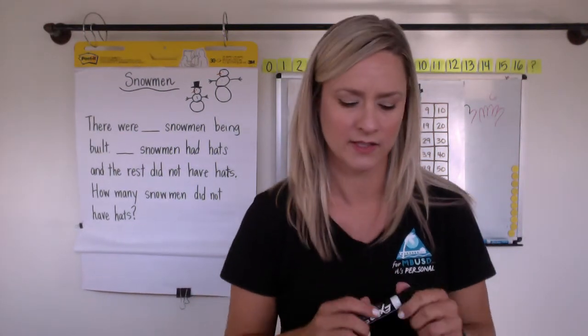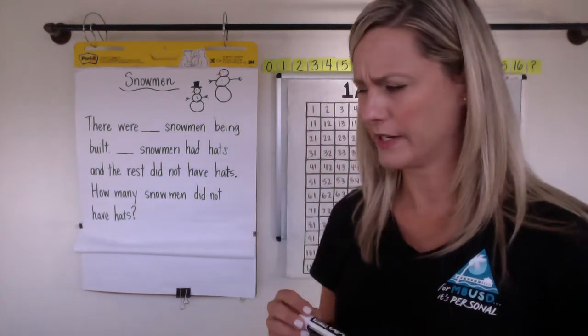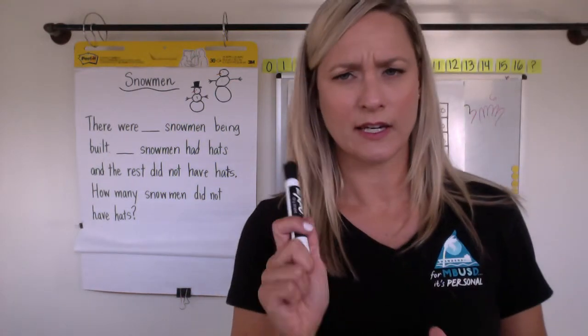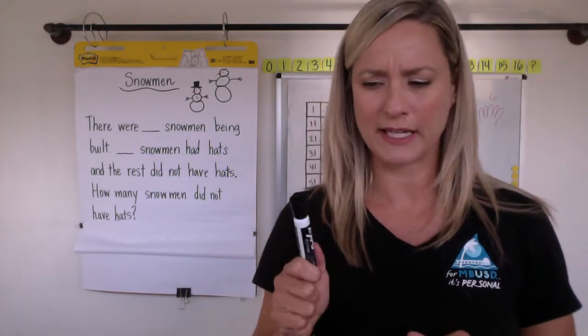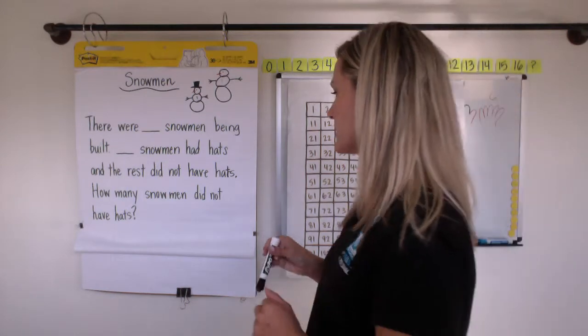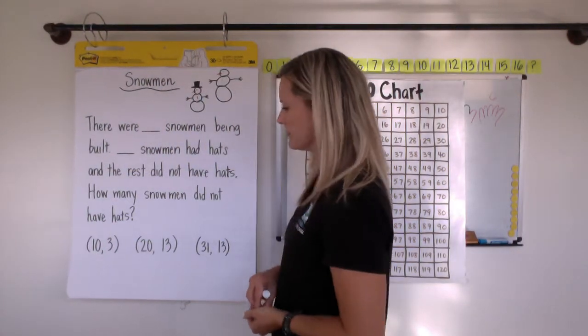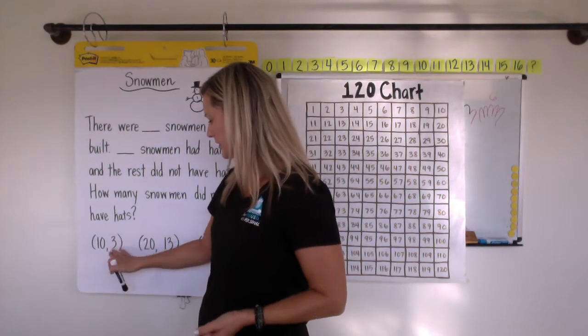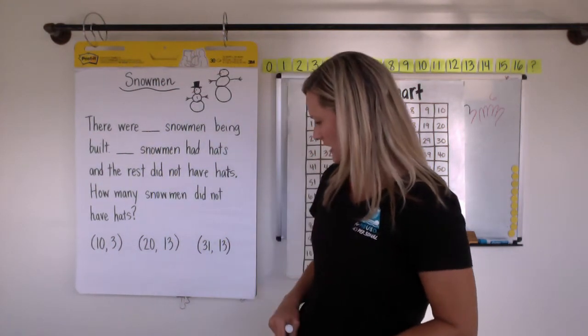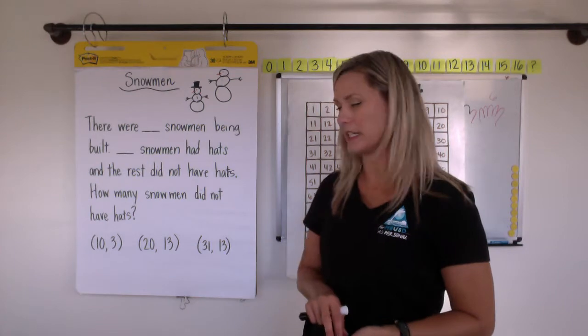Okay, so, gotta think about this in my mind. Gotta find out my number sets, and then I'm gonna make the picture. Remember, we need to read the story more than once. Okay, so here we go. We've got our numbers 10 and 3, 20 and 13, 31 and 13.